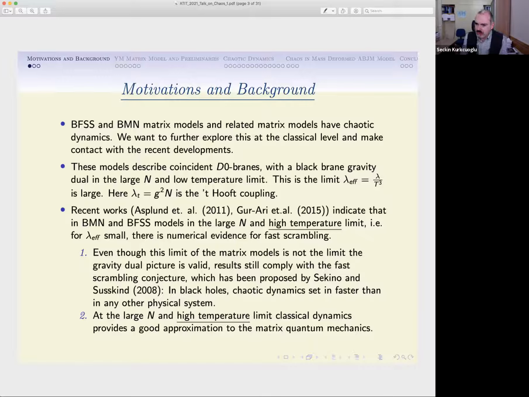So the metric of this configuration in the gravity dual is already known. And one can also say that this is the limit in which this lambda effective, the effective 't Hooft coupling, is large because the temperature is low, where this has to be lambda t, the 't Hooft coupling, which is g squared N. N is the matrix size, or one actually speaks of some SU(N) gauge theory, of N by N Hermitian matrices. And g squared is the Yang-Mills coupling constant here.